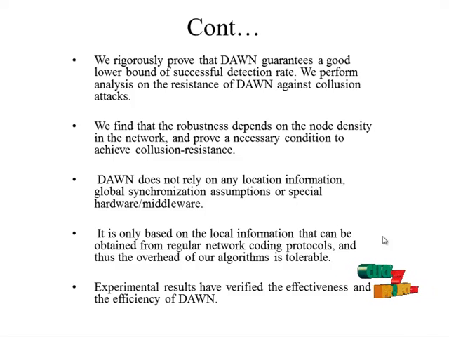We perform analysis on the resistance of DAWN against collision attack. We find that robustness depends on node density in the network and prove a necessary condition to achieve collision resistance. DAWN does not rely on any location information, global synchronization assumptions, or special hardware or middleware. It is only based on local information that can be obtained from regular network coding protocols, and thus the overhead of our algorithm is tolerable. Experimental analysis has verified the effectiveness and efficiency of DAWN.